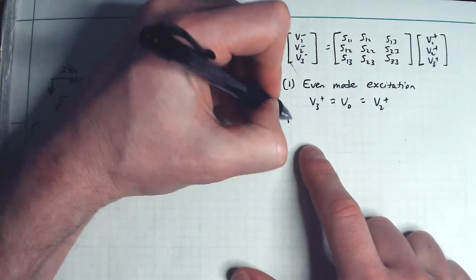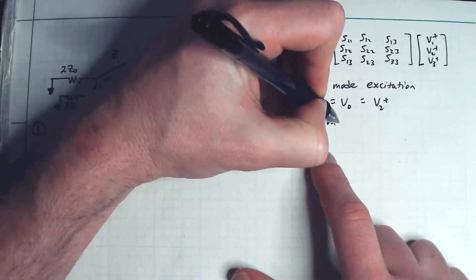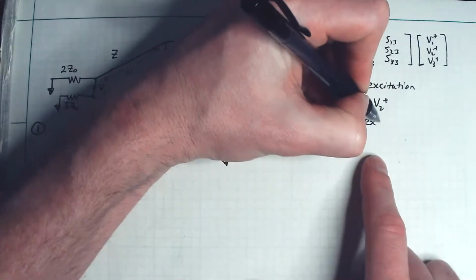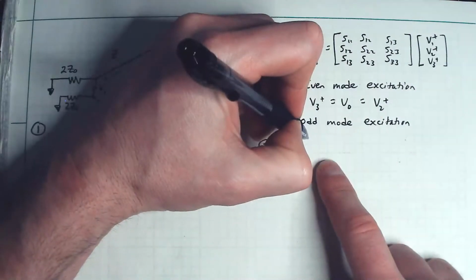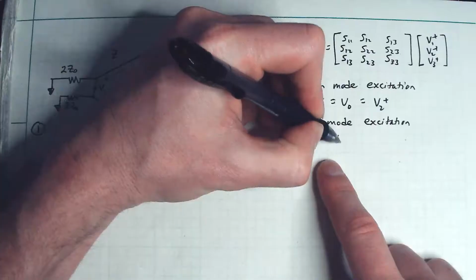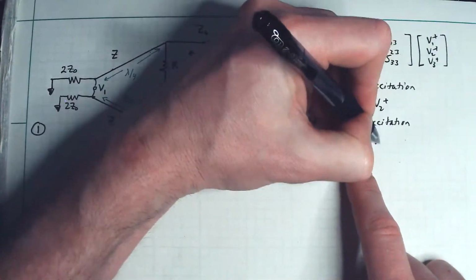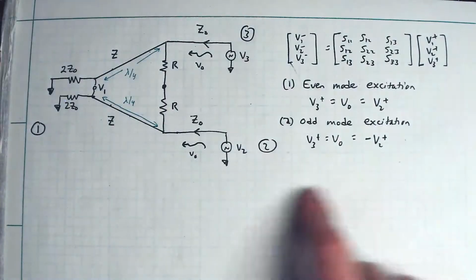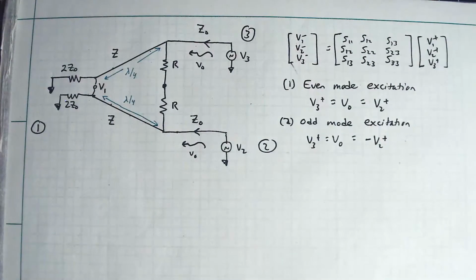Then on top of that, case number 2. I'm going to call this the odd mode excitation. We're basically going to say V3 plus is equal to V naught again, but that is going to equal negative V2 plus. So we'll have the same magnitude but a different sign as we excite this network here.